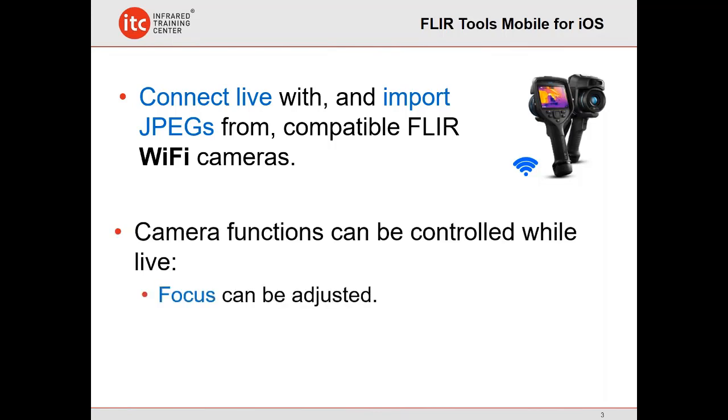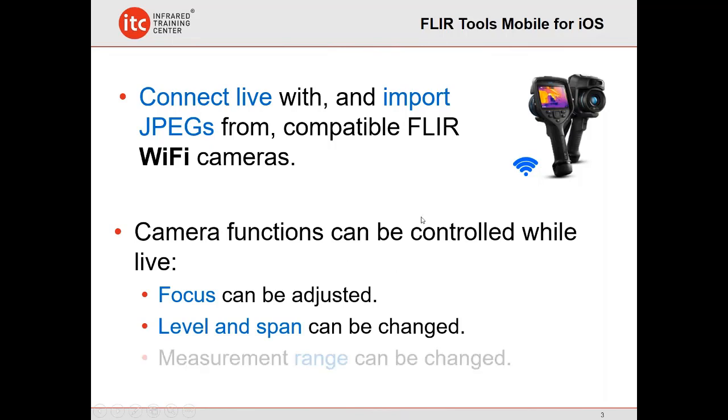Some camera functions can be controlled while you're live. For example, the focus can be adjusted. You can adjust your level and span. And you can adjust the measurement range. If your camera has multiple calibration ranges, you can change that from the mobile app. So you can essentially remotely control the camera over Wi-Fi.